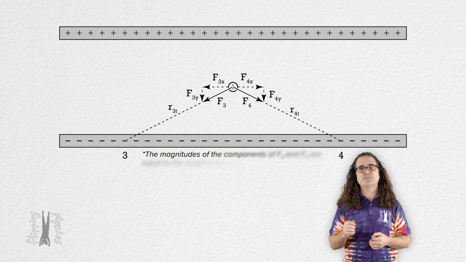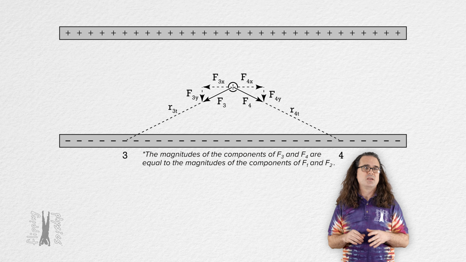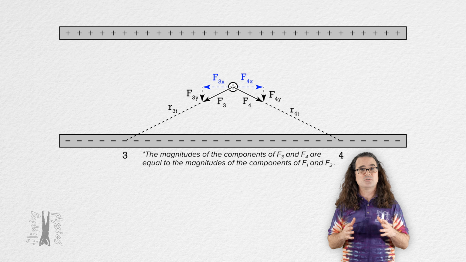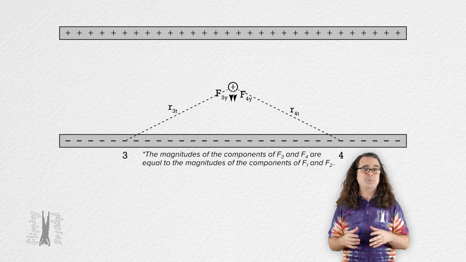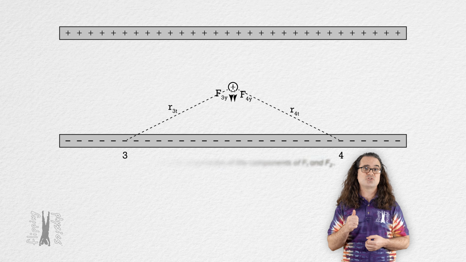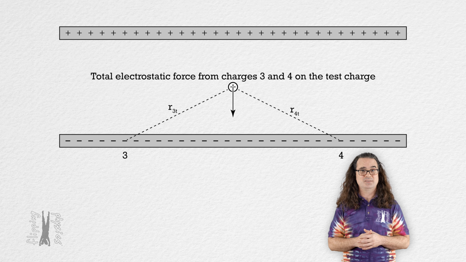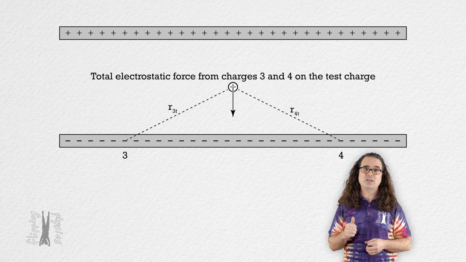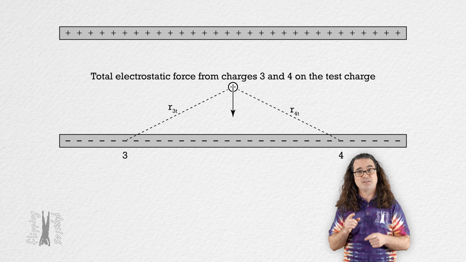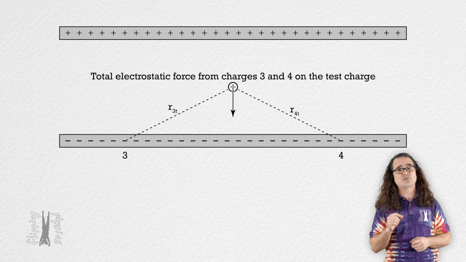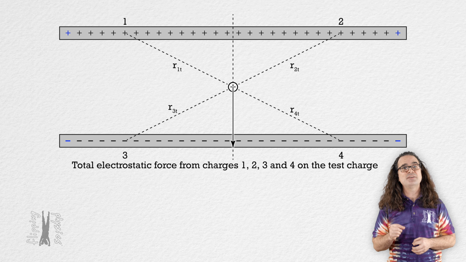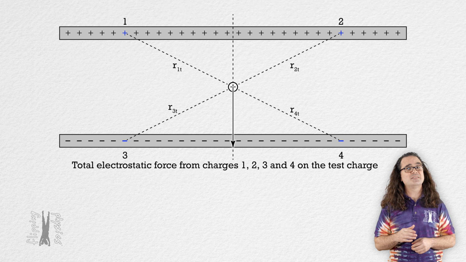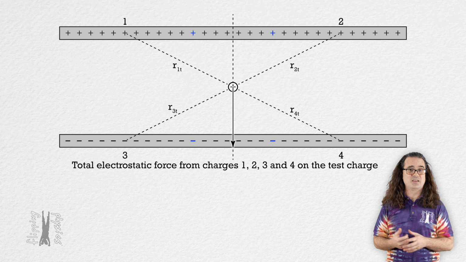Therefore, the components of the forces are equal in magnitude. That means the x direction components cancel one another out, and the y direction components are added to one another. The result being that the total electrostatic force from charges 3 and 4 on the test charge is directed straight down towards the negative plate. And that means the total electrostatic force from charges 1, 2, 3, and 4 on the test charge is also directed straight down towards the negative plate. And notice that for every charge to the left of the center line, there is a mirror charge to the right of the center line.